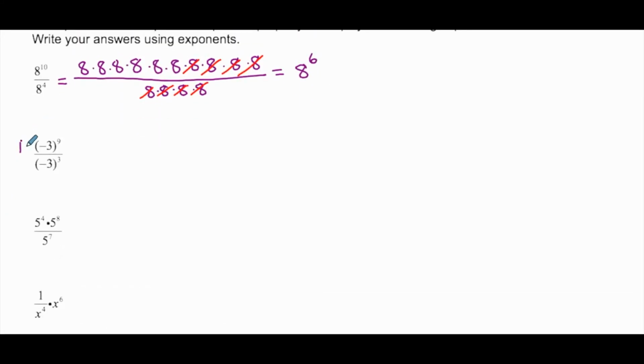Try these next 3 on your paper and press continue when you're ready to see the answers. If I'm going to subtract, I'm just going to keep the parentheses around the negative 3. 9 minus 3 is 6. You've canceled out 3 of the negative 3's on top.